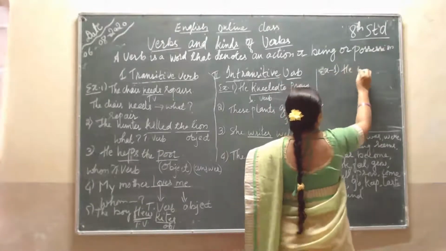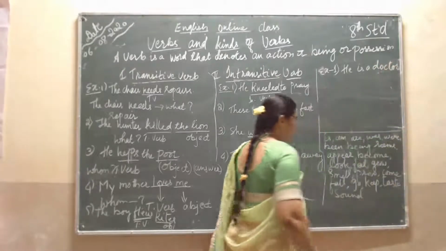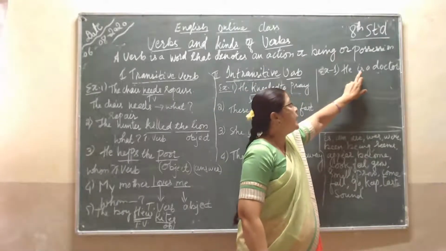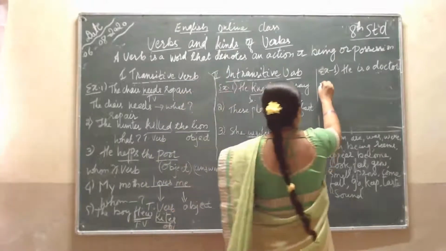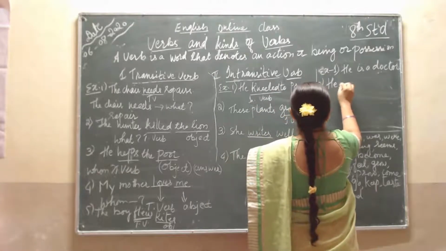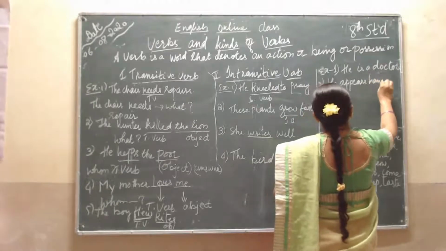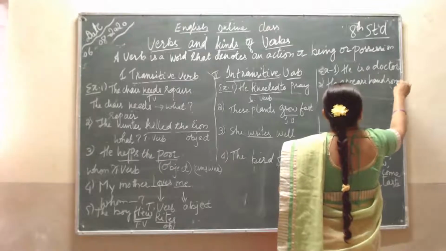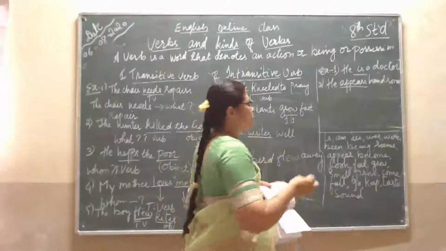He is a doctor. Here "is" is a verb, which is a link verb. He is a doctor. So the next example is: he appears handsome. He appears handsome. So "appears" is also a link verb.